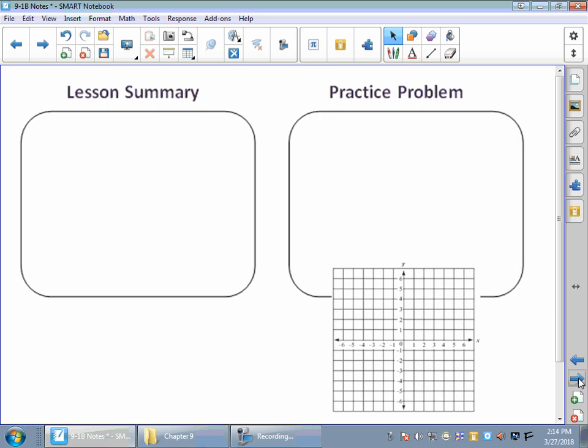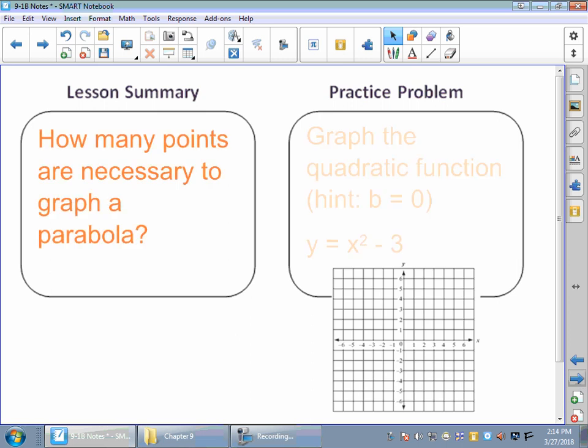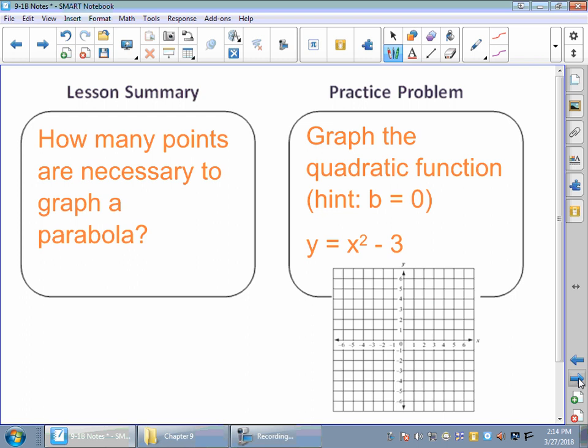So your lesson summary is: how many points are necessary to graph a parabola? And then I actually want you to graph this parabola. Now this one's a little tricky. You're missing the b value, which means you won't be able to use that cool symmetry with my y-intercept. You'll have to find more points. So you're actually going to have to plug in 2 points to get all 5. Good luck.